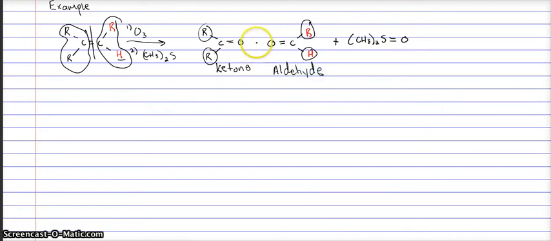Here's two of our oxygens from the ozone. The other oxygen is going to oxidize the dimethyl sulfide to get this S double bond O.